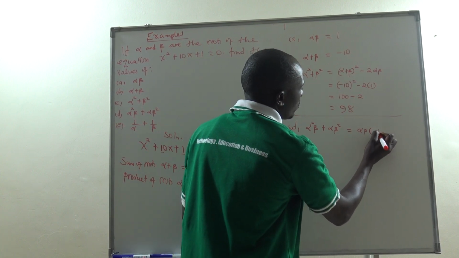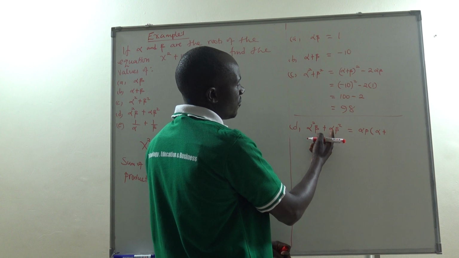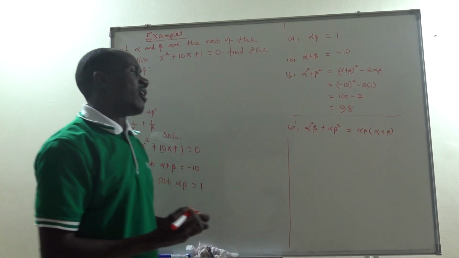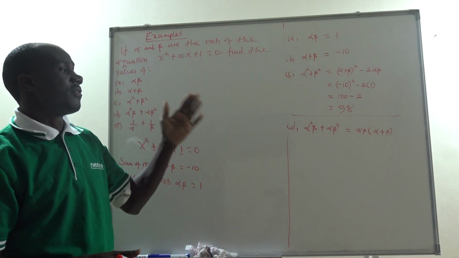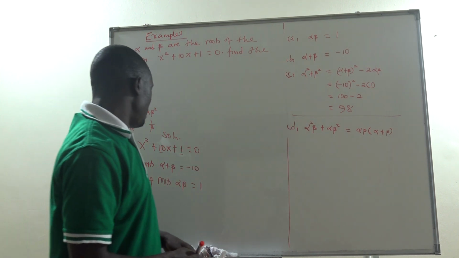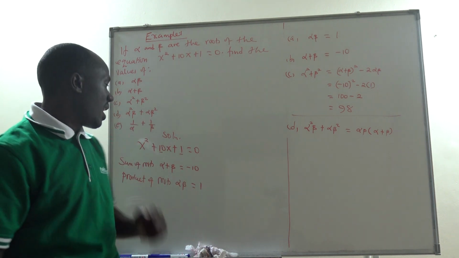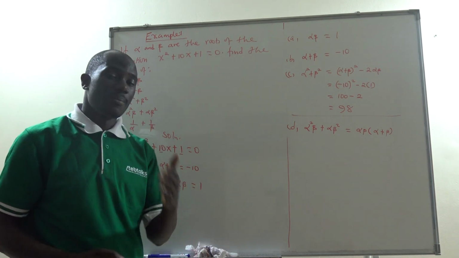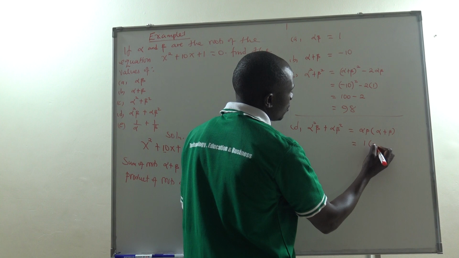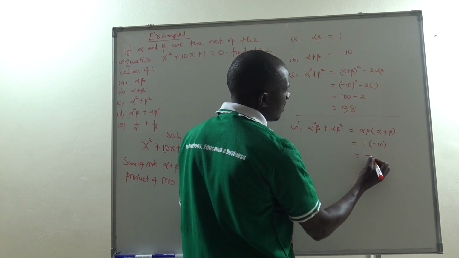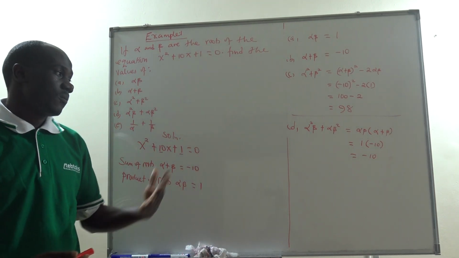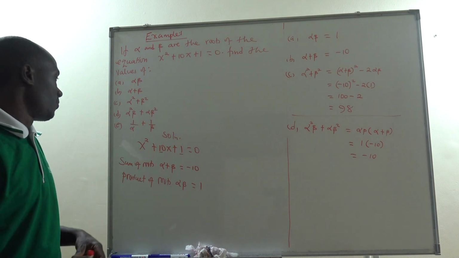What am I remaining with? I'm remaining with alpha plus, then alpha is already out and one beta is out, which means I'm remaining with beta. So after factoring, we have alpha beta into alpha plus beta. But do we know alpha beta? Alpha beta is already 1, and our alpha plus beta is already negative 10. So we are free to substitute it. I will say this is 1 into negative 10. Automatically we come out with negative 10. That is the value which they asked for.